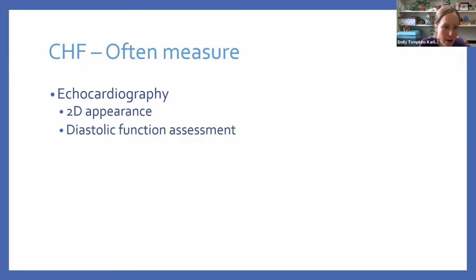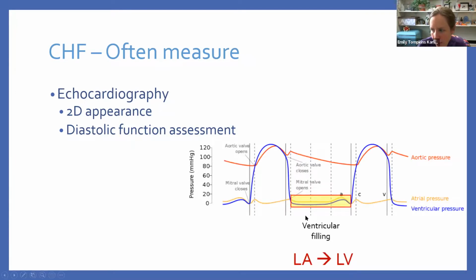The other thing that we do on echo that you see us do all the time is diastolic function assessment. And so that means that, again, we said what we care about is the LV end diastolic pressure. So we're wondering about something to do with the ventricle during diastole. And so that means that we're going to be looking at this part of the curve where we said ventricular filling is happening. And so we're watching blood go from the left atrium to the left ventricle and measuring how it gets there and what the velocity of blood flow is during different phases of ventricular filling.